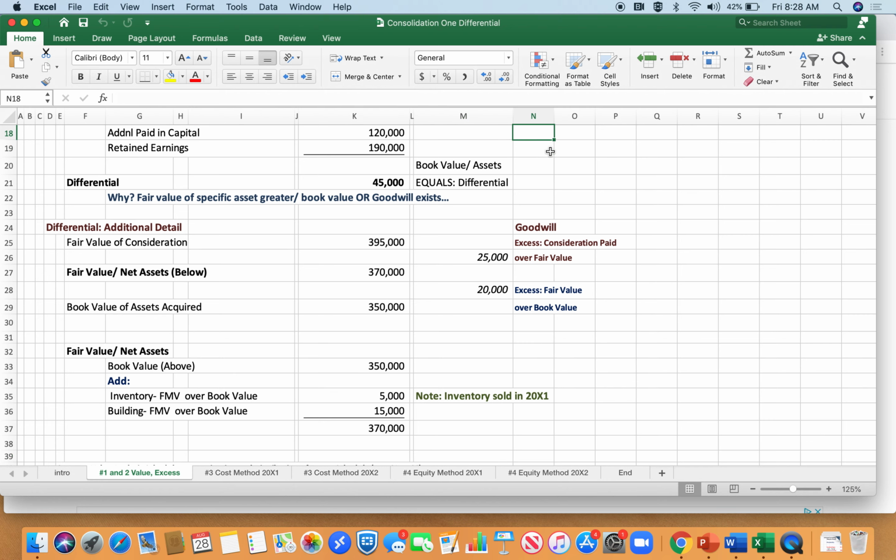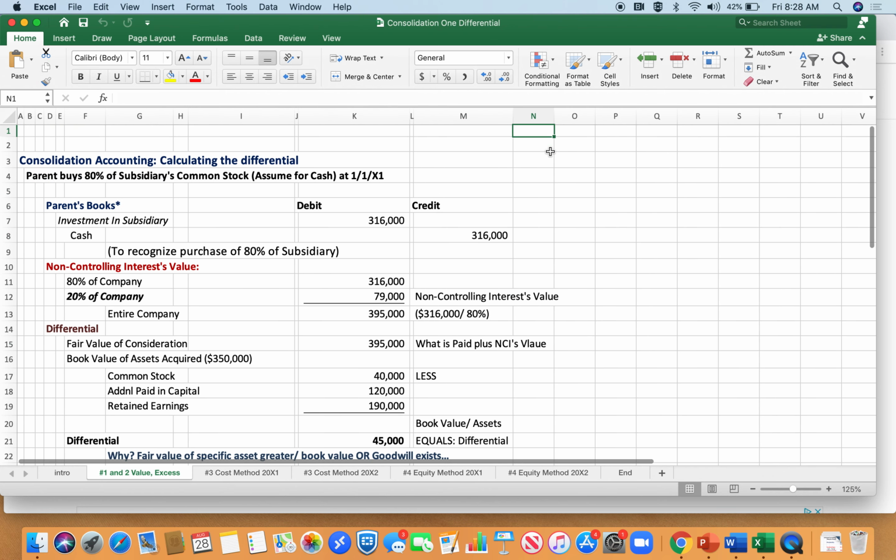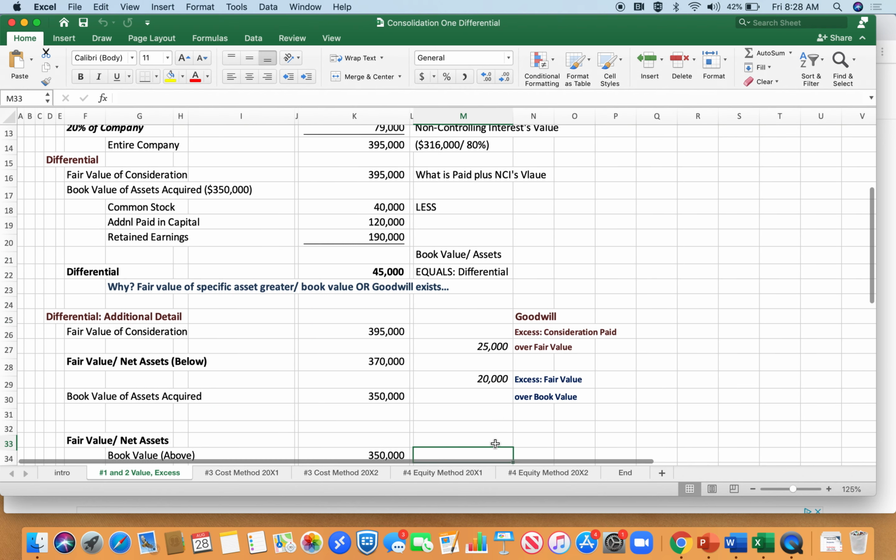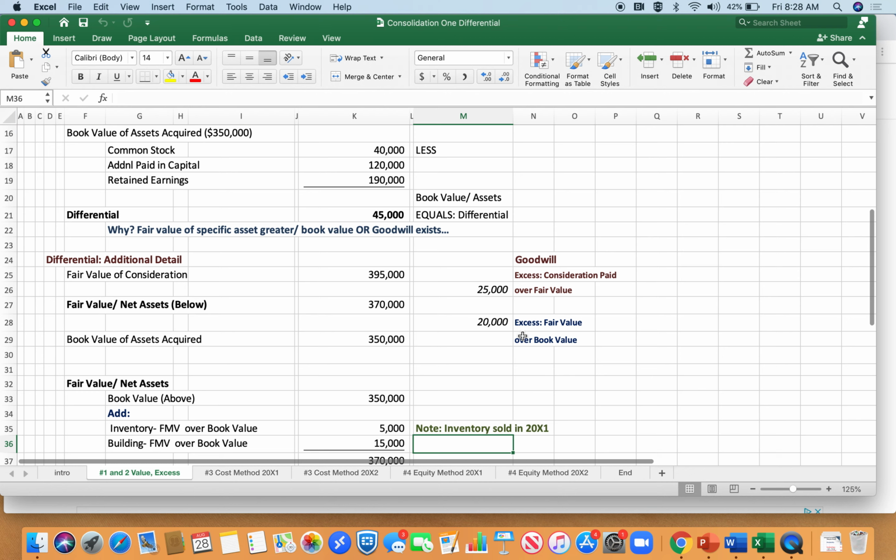So what we've talked about here is consolidation accounting, parents, subsidiaries, non-controlling interests. We've calculated the differential. And then finally, we allocate the differential based on fair value of the subsidiary's assets, and we've allocated the rest to goodwill.